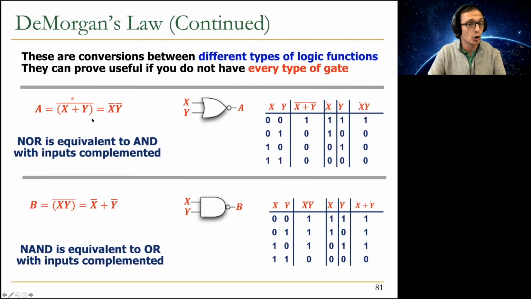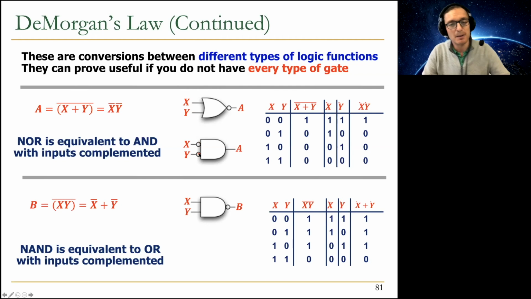For example, NOR is equivalent to AND with inputs complemented. So this is NOR. I don't show it over here, but okay, this is NOR, sorry. This is NOR over here, and this is the truth table. And it's equivalent to AND with inputs complemented.